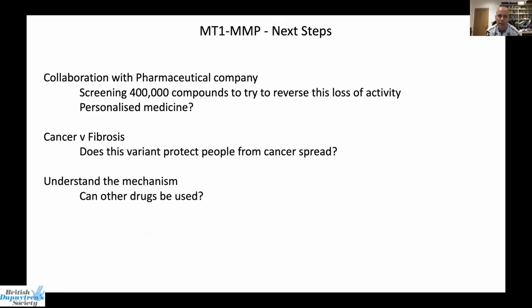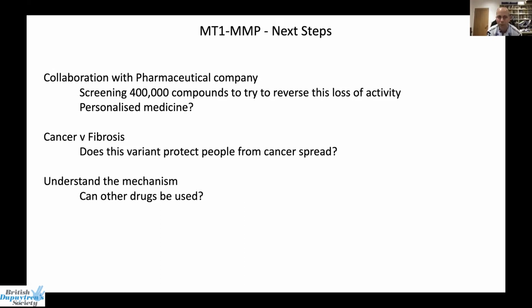I mentioned that MMP14 is important in cancer, and so we wondered, does this variant actually protect people from, if they get a cancer, from that cancer spreading? And we started to get some collaborations with various groups around the world who look at breast cancer and colon cancer and pancreatic cancer and various other cancers. And we're going to try and test that hypothesis in those patients. And we're doing more work to understand what the mechanism is.